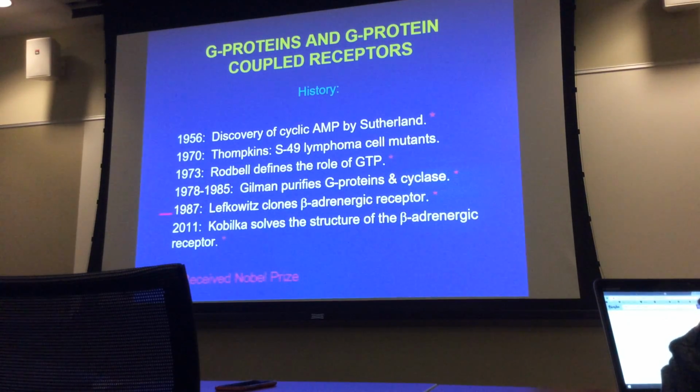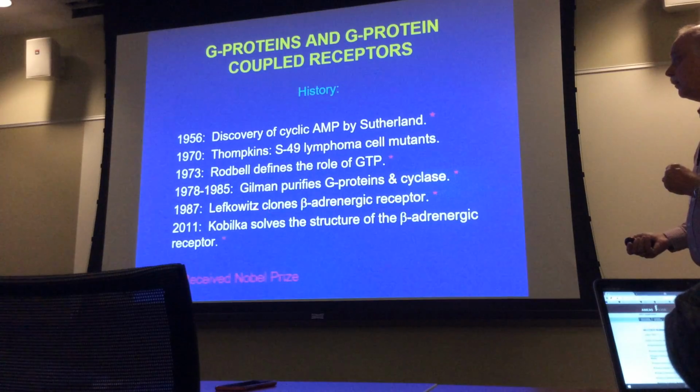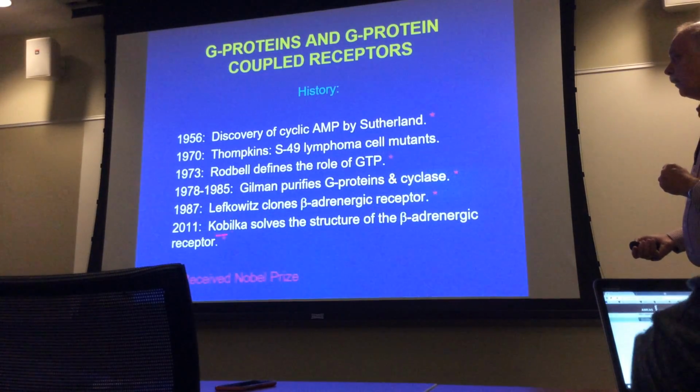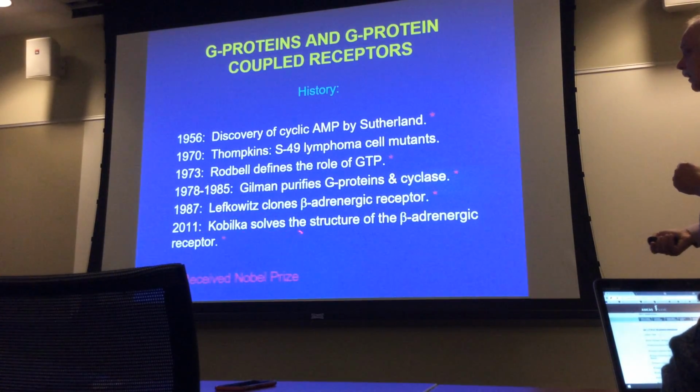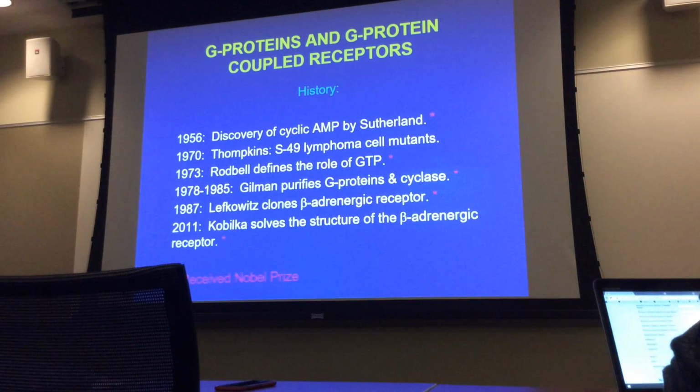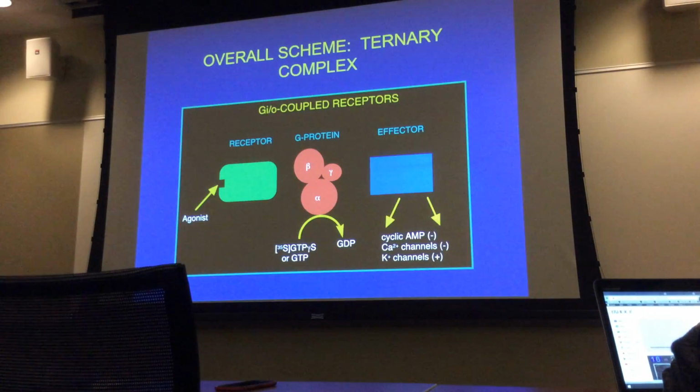And then down the road at Duke, Robert Lefkowitz was the first to clone the beta adrenergic receptor and show its similarity to rhodopsin, and I'll talk about that in a minute. And then just a couple of years ago, Brian Kobilka solved the structure of the beta adrenergic receptor with X-ray crystallography. So it's a long and profitable history.